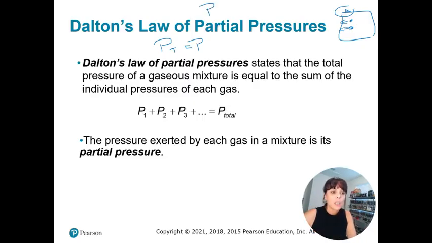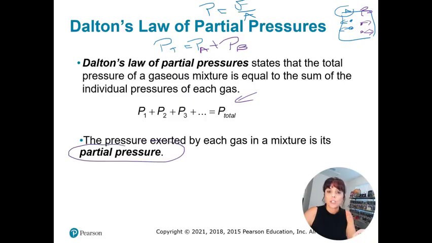Remember, pressure is force over an area, right? But sometimes I have more gas. Imagine I have another gas, gas B. This gas will also exert some pressure. So the total pressure here would be the pressure of A plus the pressure of B. And this is what Dalton's law of partial pressure states: the total pressure of a gas mixture is equal to the sum of the individual pressures of each gas in that experiment or room or container that we're studying. The pressure exerted by each gas we call partial pressure.